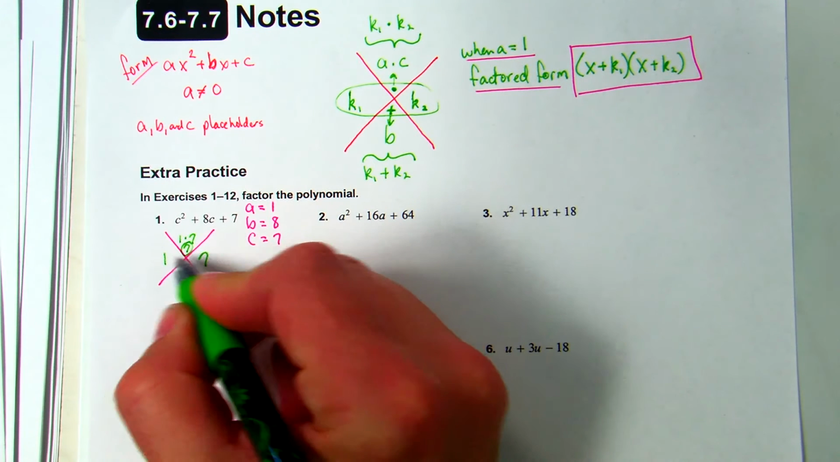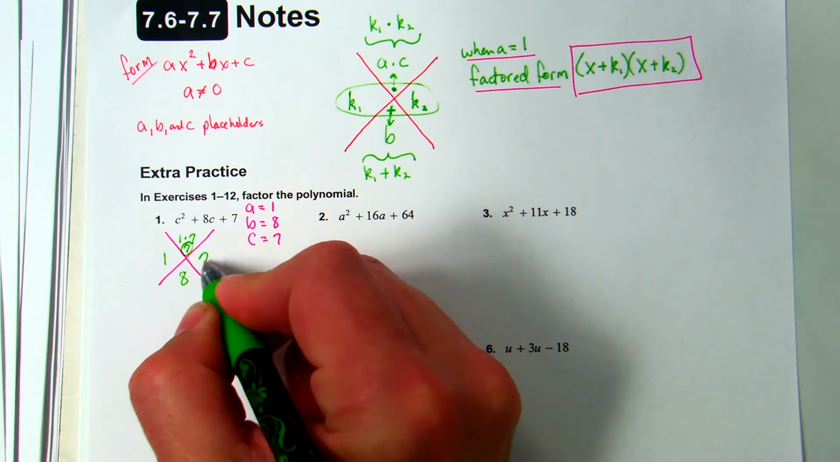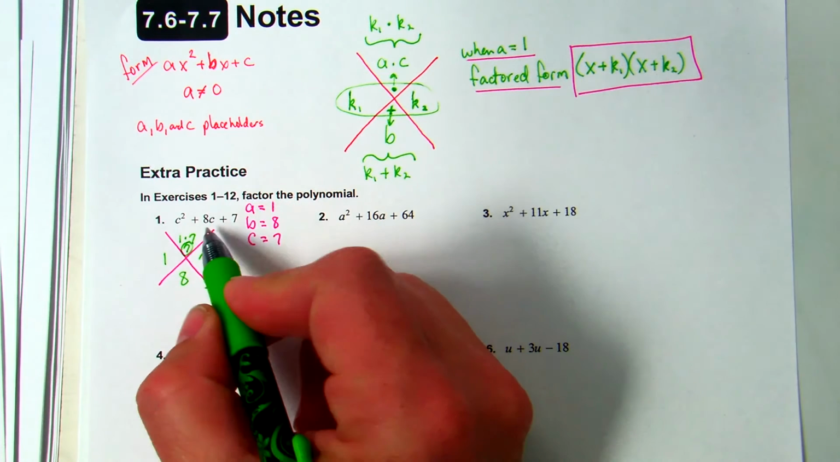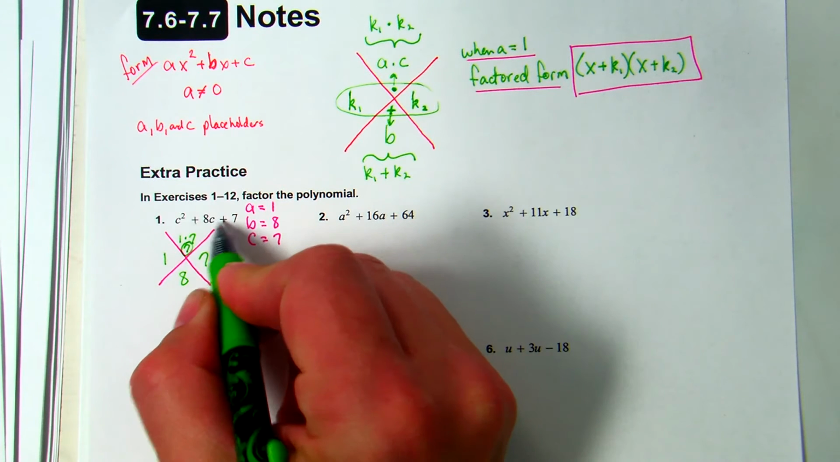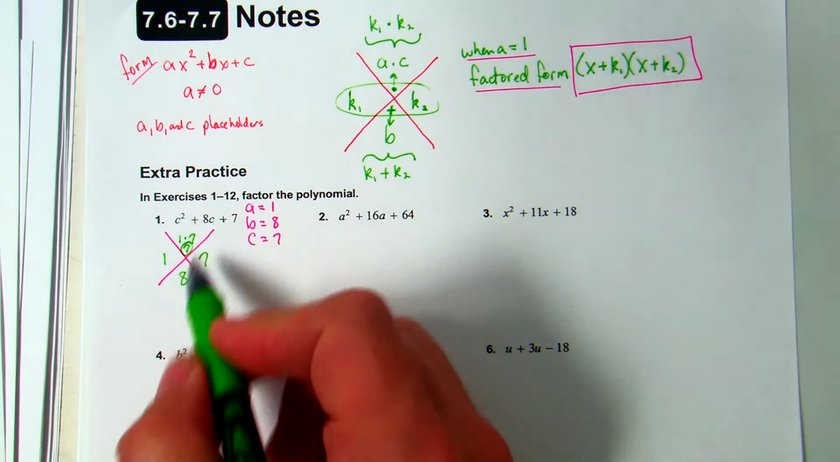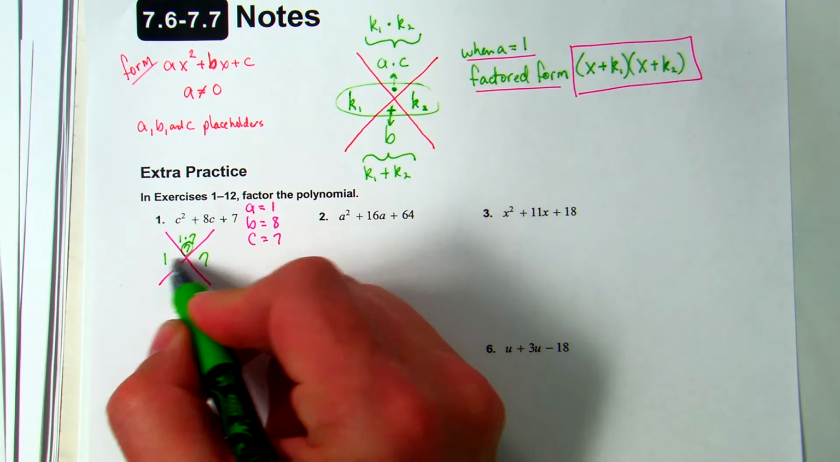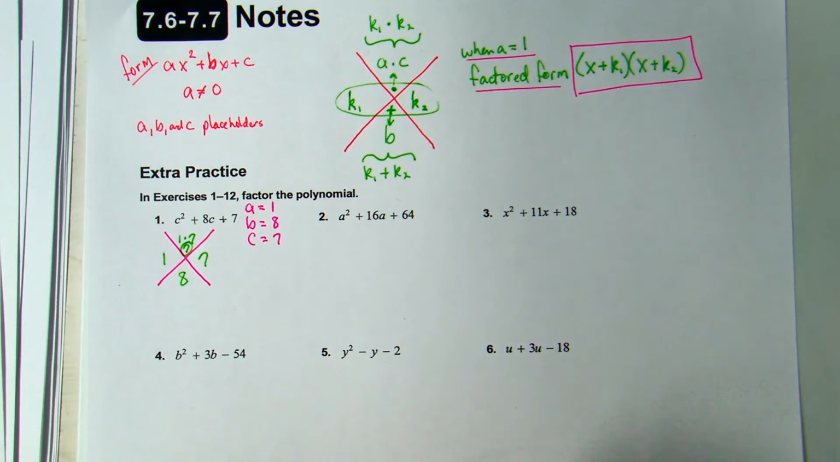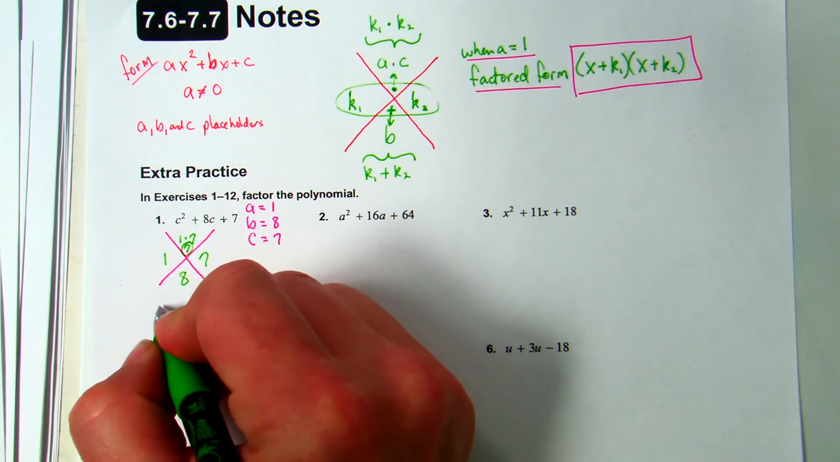But I'm looking for factors of the top number that when you add them, they become the bottom number. And 1 and 7 are the only factors of 7, so they have to be the answers for this one. Because everything's positive, we're looking for things that add. We'll get to some negatives and things that subtract in a few minutes. But right now, we're just dealing with what multiplies to be the top, and what adds to be the bottom.